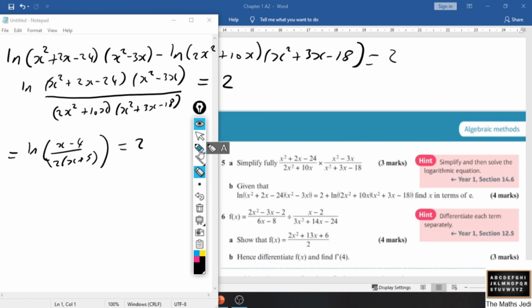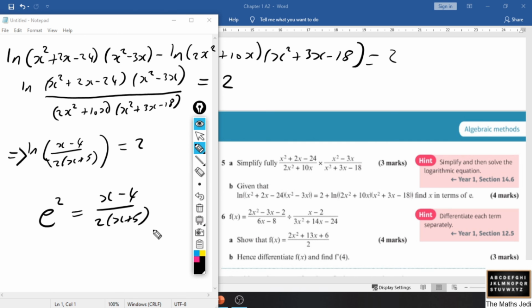So again, just a reminder about what I mean by anti-log. With logs, of course, any logs, we've got a base. This base is e. So that's the base. This will be the result, and this is the power. So the base is e, this is the outcome, and this is the power. So I can rewrite this. I can anti-log everything. e to the 2, the base to the 2, that's the power, is this outcome, x minus 4 over 2 brackets x plus 5.